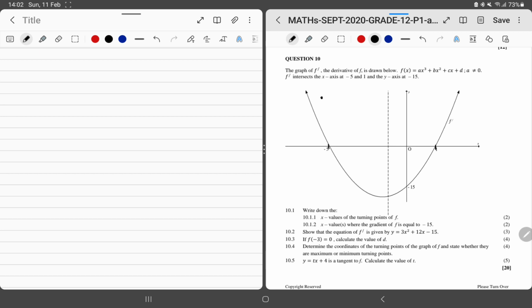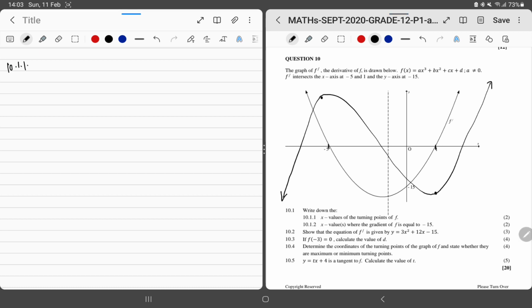So this will be the turning point of the cubic function, and this will also be the turning point of the cubic function, because the x-intercepts of your parabola give you the turning points of the cubic function. So I'm going to have something like this: increasing, decreasing, increasing. So the graph of f of x would look something like this. This is just a rough sketch.